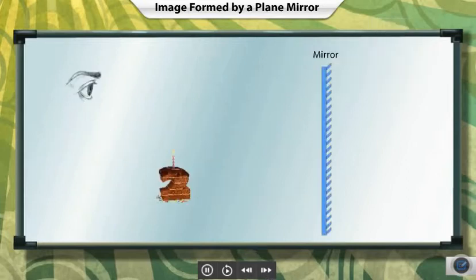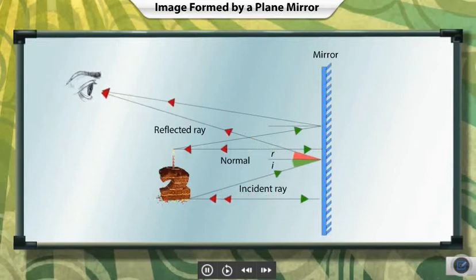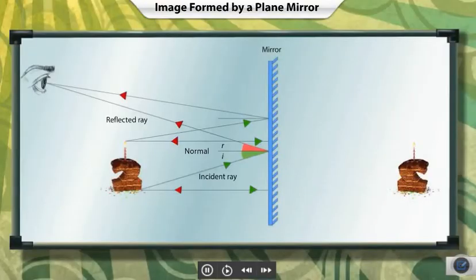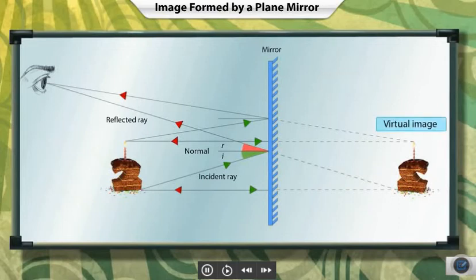Now, coming back to the candle. When light rays from the candle strike the mirror, they are reflected from the mirror and enter your eye. You will then see an image of the candle in the mirror. Reflected rays from the mirror appear to come from behind the mirror when traced back. That is why the image appears to come from behind the mirror. This is what is called a virtual image.